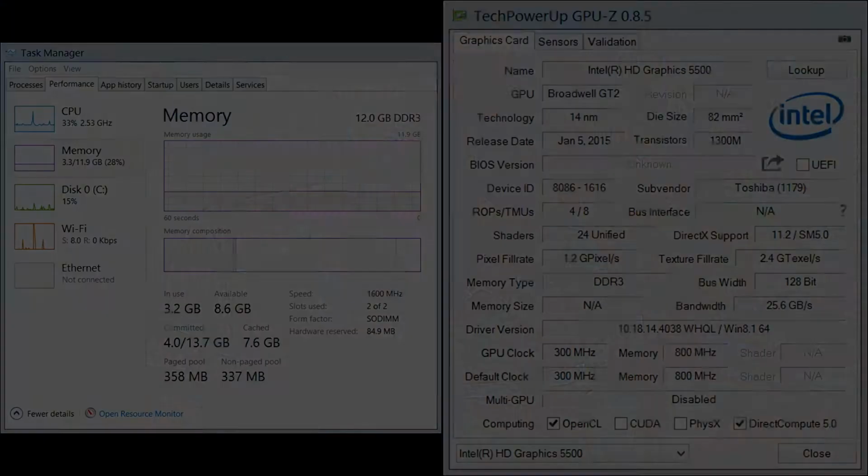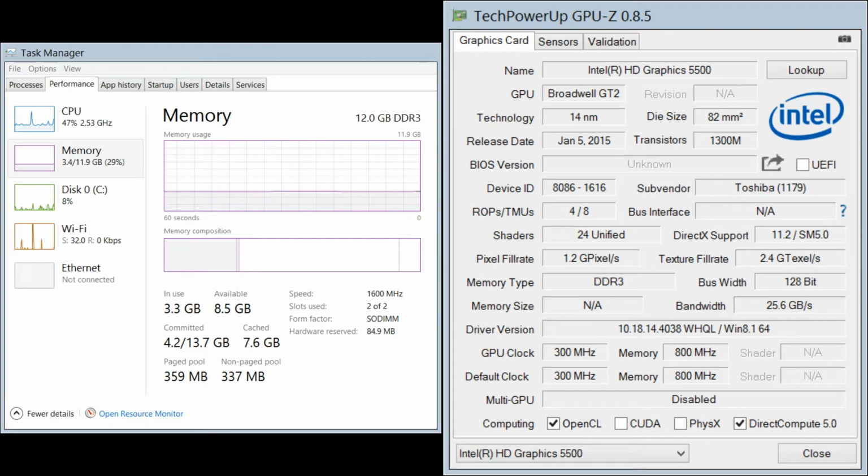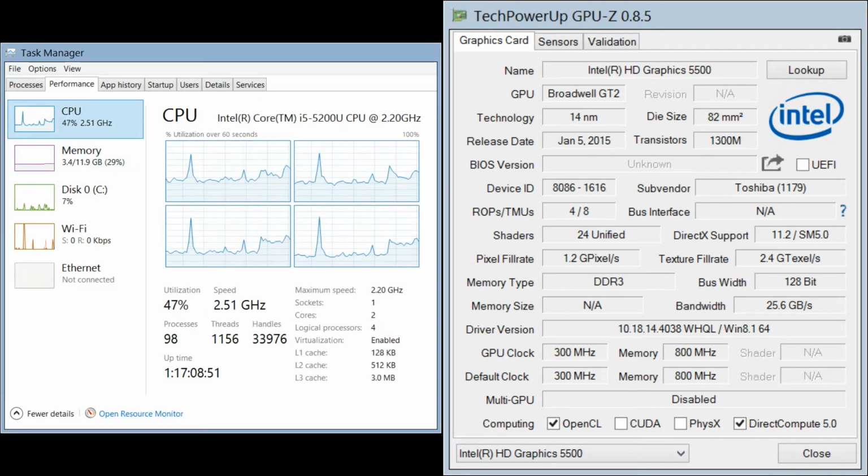So let's start off with the specifications of the system first. I'm running an Intel Core i5-5200U processor running at 2.2 GHz, which has a graphics core of the Intel HD5500 running at 300 MHz for the GPU clock. And for the RAM, I'm running 12 GB of DDR3 at 1600 MHz. So now that we know the specifications, let's move on to the results.